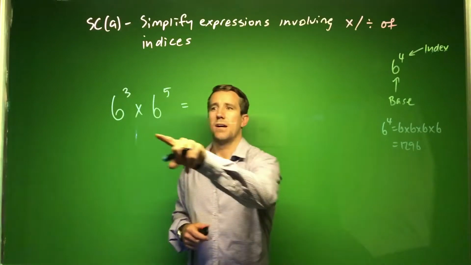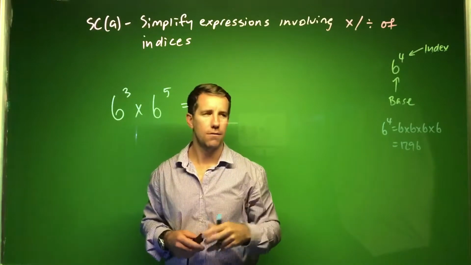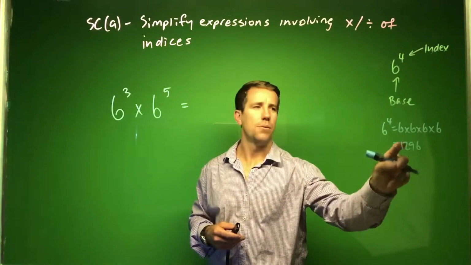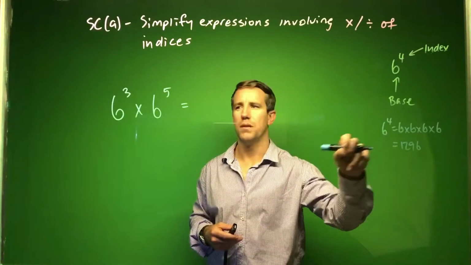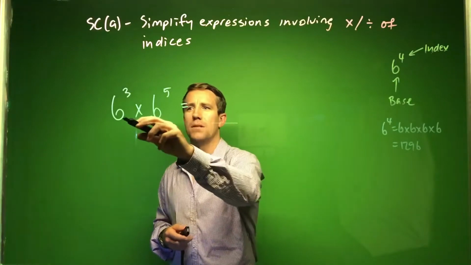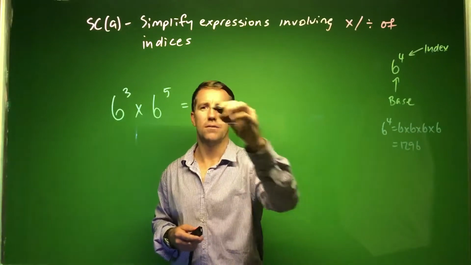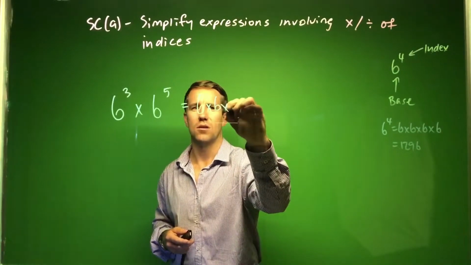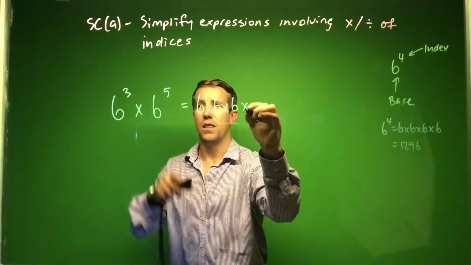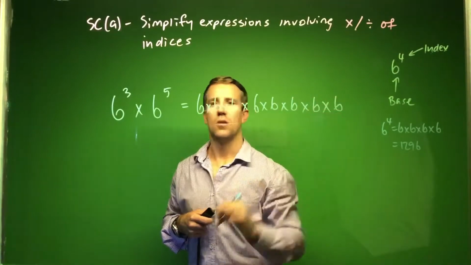Okay, so now we're being asked to simplify 6 cubed multiplied by 6 to the power of 5. We don't want to go and write it as a basic numeral. We want to simplify it in this form here, so we have a single index on top of the base. 6 cubed times 6 to the power of 5. If we were to go and write it in expanded form, it would be 6 times 6 times 6 to get 6 cubed. And then we'd have to go 6 times 6 times 6 times 6 times 6.